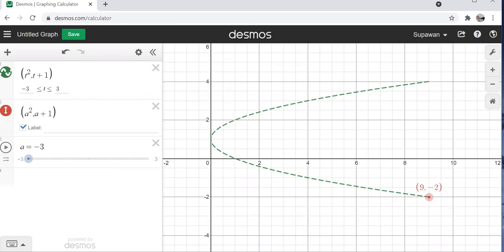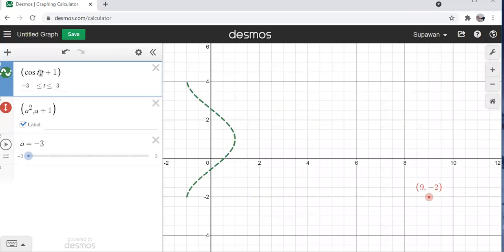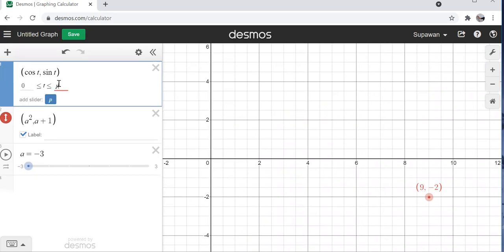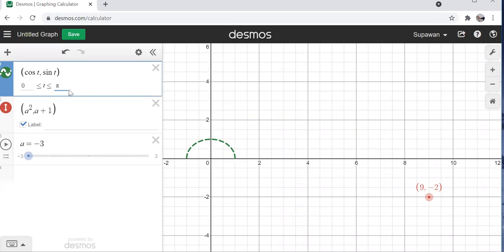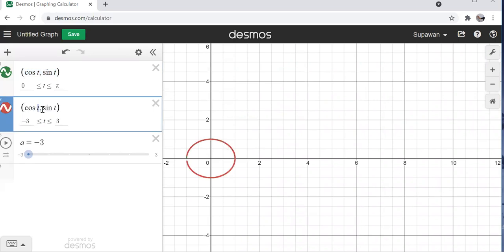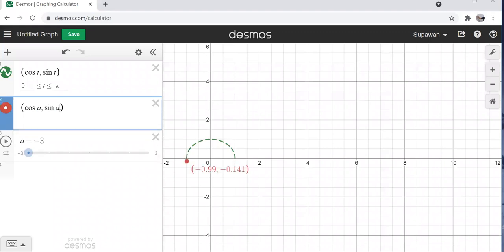Next, example 3. We have x in terms of cosine t, so type in cosine t, and y is sine of t. T is starting from 0 to pi. Just type in pi and it will show the pi symbol on the screen. Then the same function that we use for the slider to see the animation, I'm just copying and pasting it, and changing t to a.